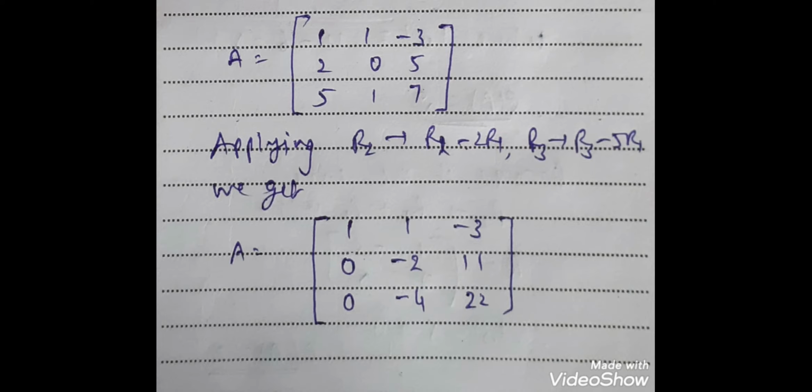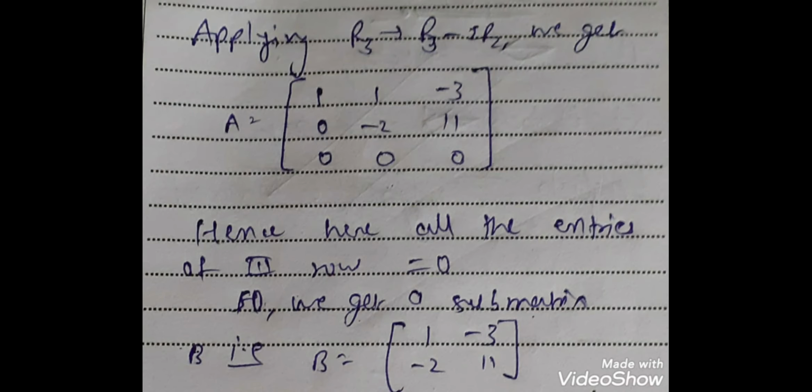So if we multiply the first row by minus 2 and add into the second row, then we get the elements for the second row, which are 0, minus 2 and minus 6 plus 5, that is 11. Similarly, if we multiply the first row by minus 5 and add into the third, then the elements of the third row are 0, minus 4 and 22. Hence the second row has the elements 0, minus 2 and 11 and the third row has the elements 0, minus 4 and 22.